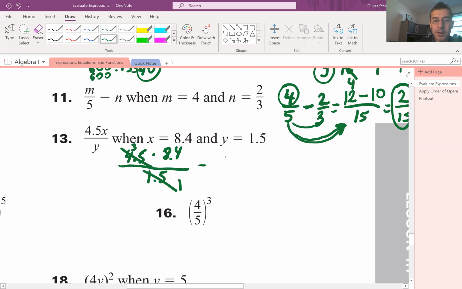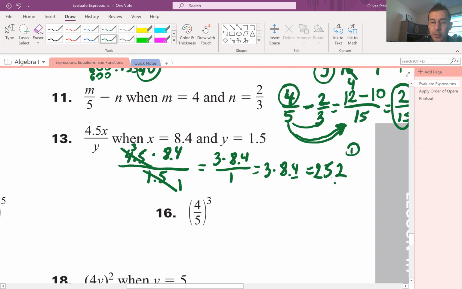Okay, so this becomes really 3 times 8.4 over 1, or it's the same thing. We don't write the over 1, right? So this is 3 times 8.4, and now 3 times 4 is 12, 2 and 1 we remember, and then 3 times 8 is 24, and the one we remember is 25, and then there's 1 decimal point here, so this is 25.2. Okay, so that was the answer for number 13.